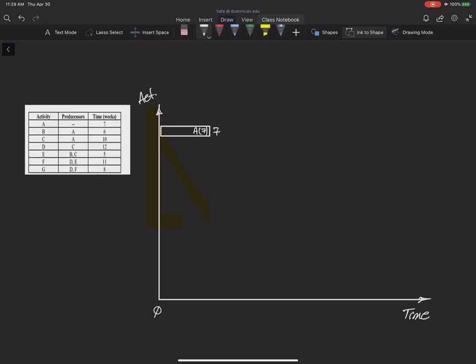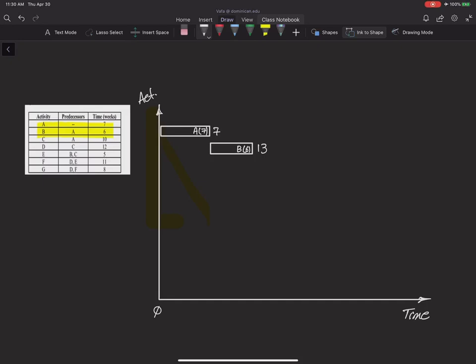Activity B, as you can see, starts right after A, and it takes 6 weeks to finish. So it should start here and go for 6 weeks. So it should be a little smaller than A. So this is my activity B, which takes 6 weeks. And since it starts at week 7 and the duration of this activity is 6, 6 plus 7 gives me 13.